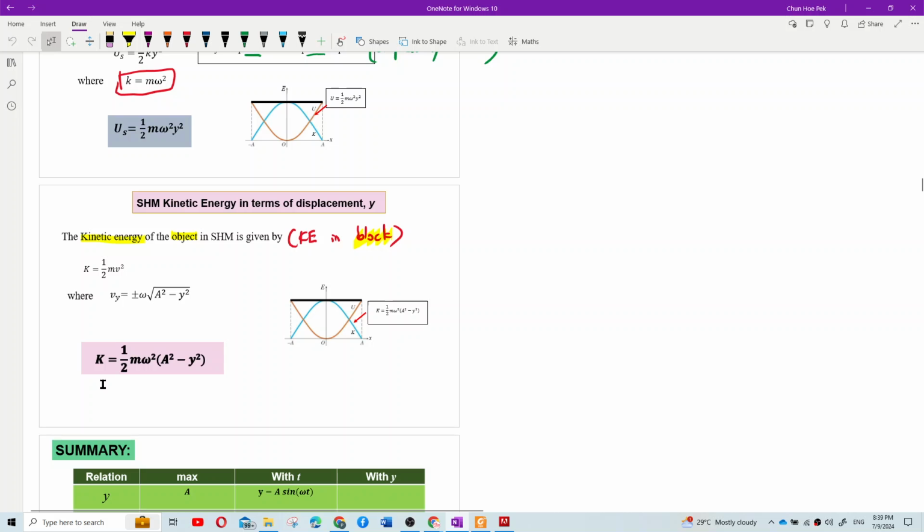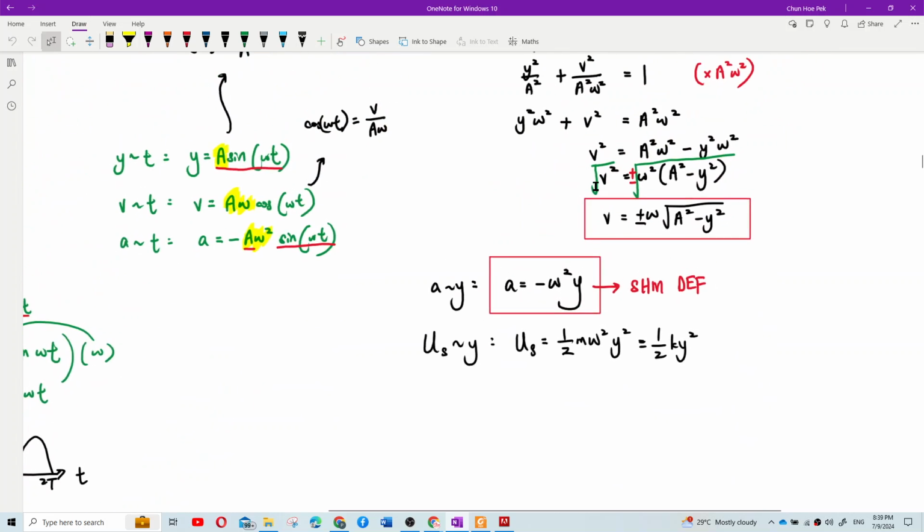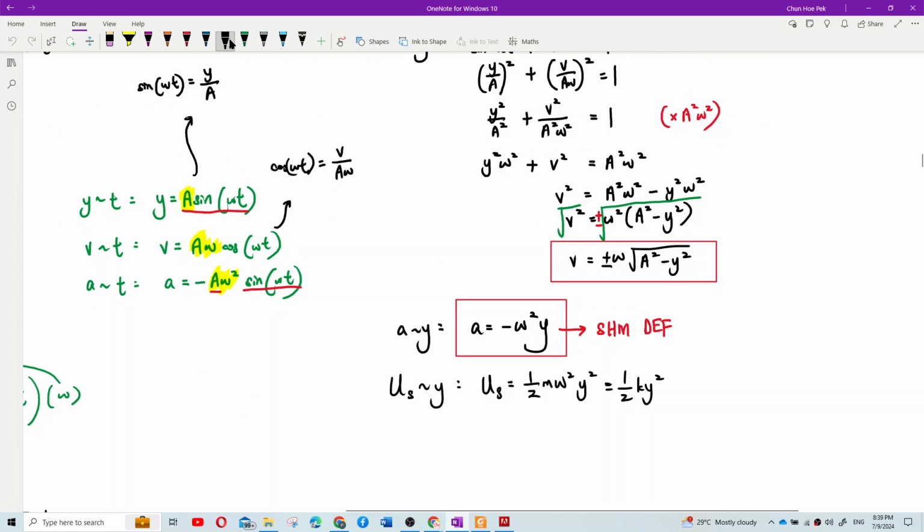So this is the formula for the kinetic energy of the block. Kinetic energy versus displacement equation. So add to our collection of formulas. The kinetic energy of the block versus displacement formula: the kinetic energy of the block is half m omega square, sorry, no more square root, A square minus Y square. Or you can write it as half m v square.